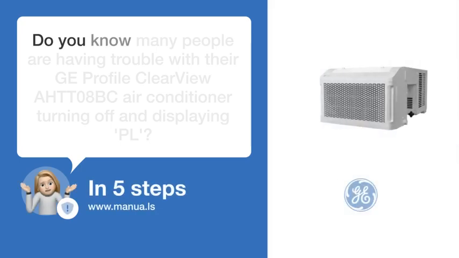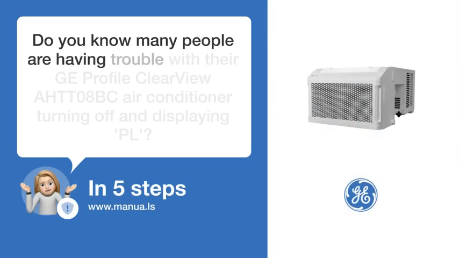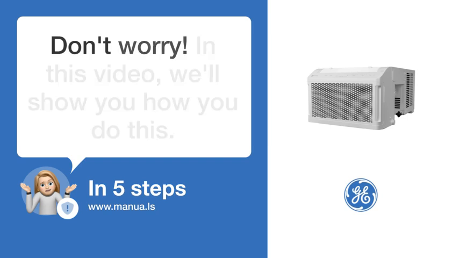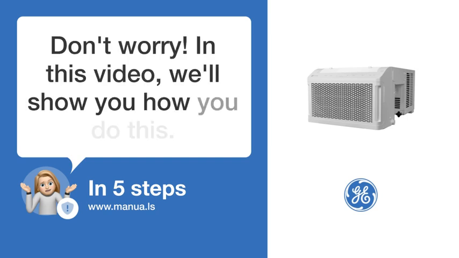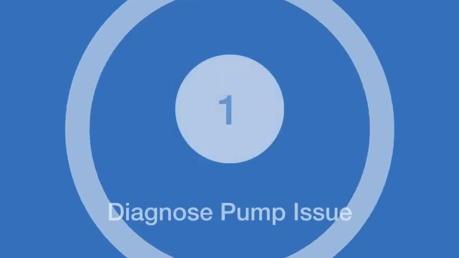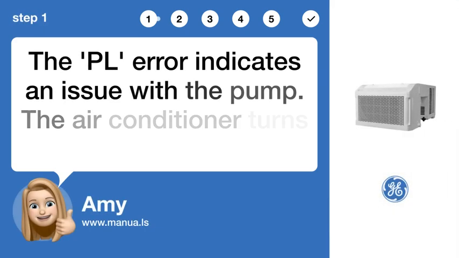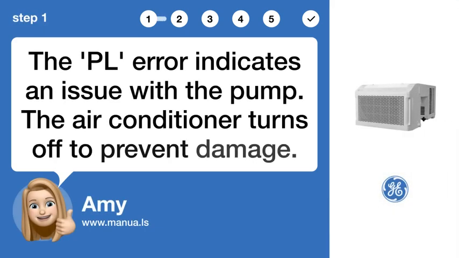Do you know many people are having trouble with their GE Profile ClearView AHTT08BC air conditioner turning off and displaying PL? Don't worry. In this video, we'll show you how to fix this. Let's start. Step 1. Diagnose pump issue. The PL error indicates an issue with the pump. The air conditioner turns off to prevent damage.